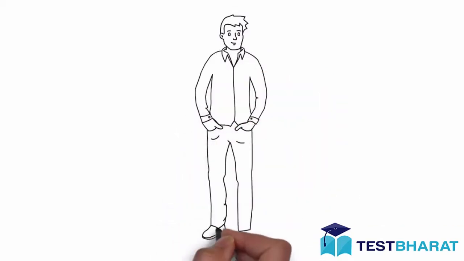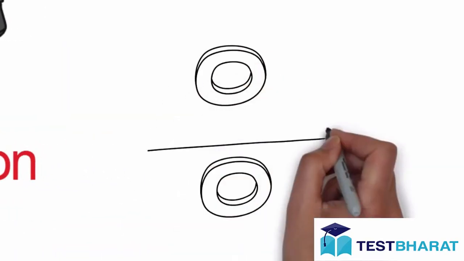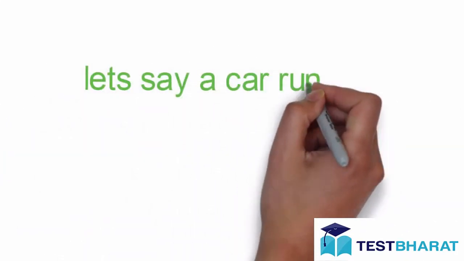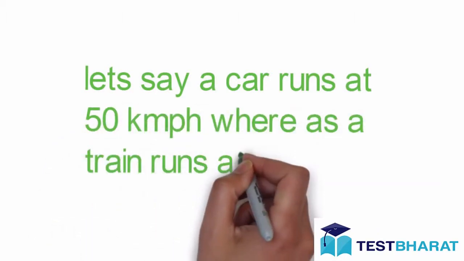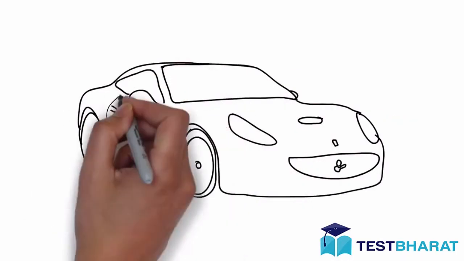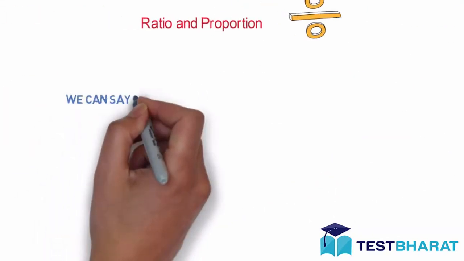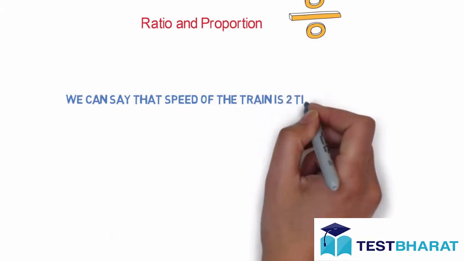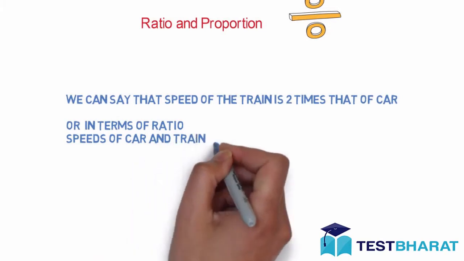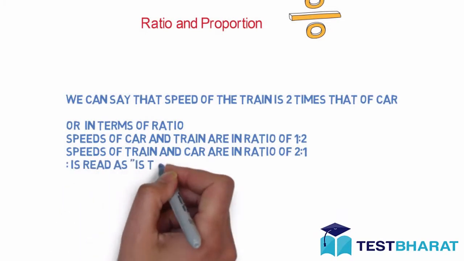So, if I ask you, what is ratio? Ratio is nothing but a comparison between two things. Like let's say a car runs at 50 km per hour but a train runs at 100 km per hour. So I can say that the speed of the car relative to the train is half. If we represent it in ratio format, we will say that the ratio of the speed of the train to the car is 2:1, or the other way around.